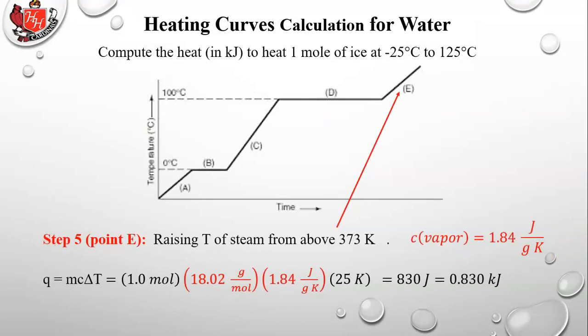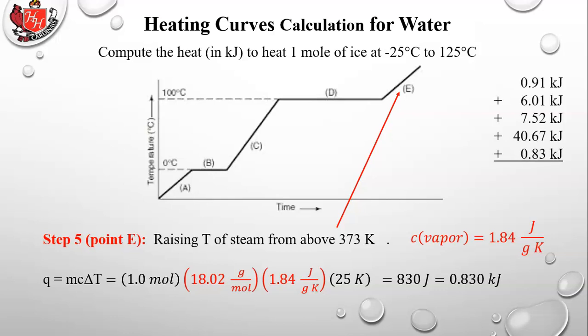Now raising the temperature from 100 degrees centigrade up to 125, or from 373 up to 398, that's going to be a 25-degree increase. So you use the specific heat of steam, which is 1.84 joules per gram Kelvin. Again, that means that for every gram of water you want to raise by 1 degree Kelvin, it's going to require 1.84 joules of energy. And so you see the same formula down there as it's been written before, and it's 25 degrees that we want to raise it, so it's 830 joules, or 0.830 kilojoules.